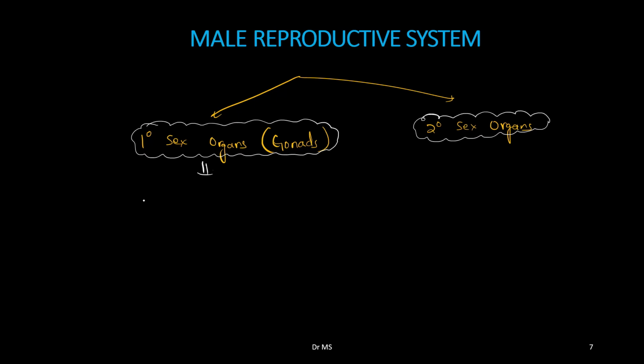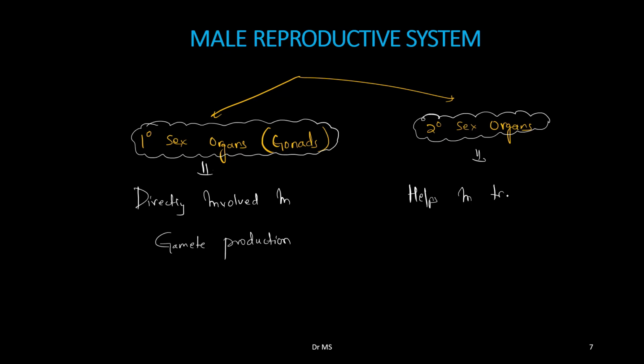So remember, primary sex organs are directly involved in gamete production, that means the formation of the male gamete. Whereas the secondary sex organs do not produce the gametes directly, but they help in conducting these gametes from the male sex organs to the female sex organ. They help in transportation, maturation, and storage of gametes.